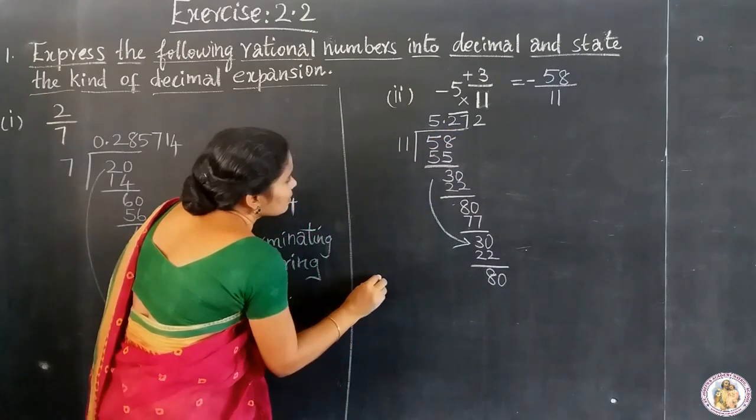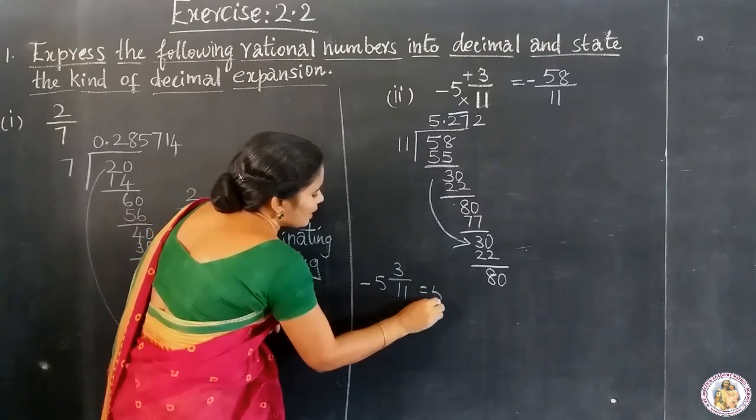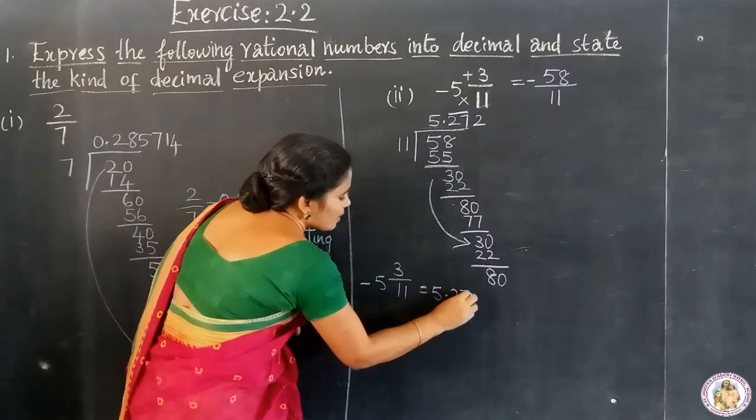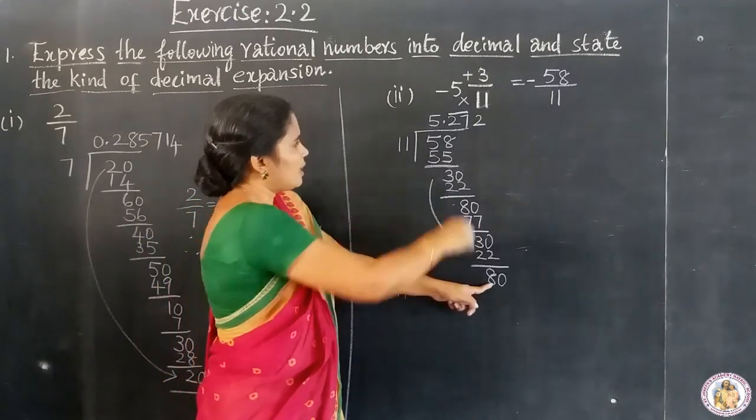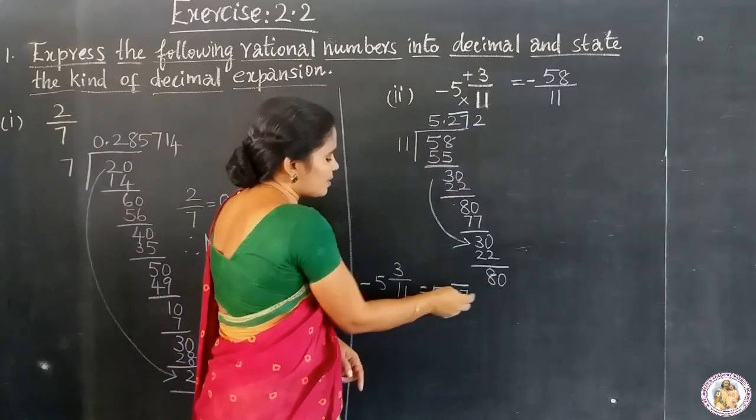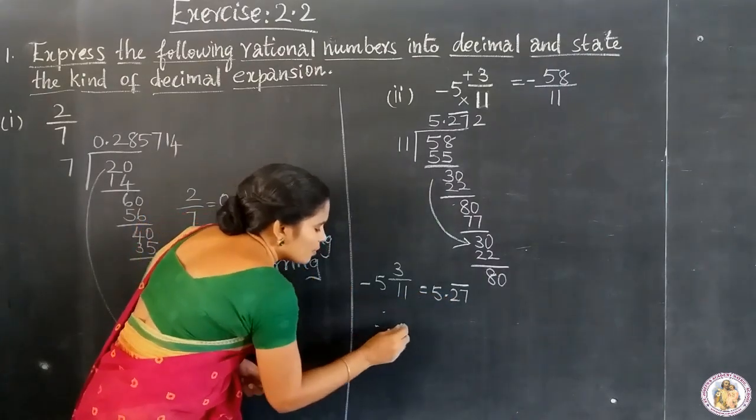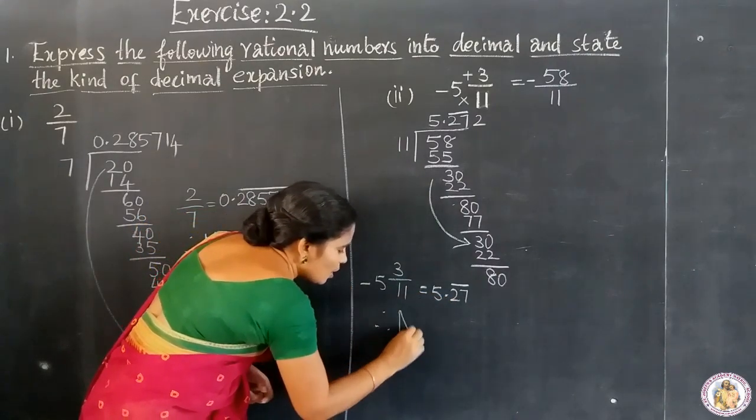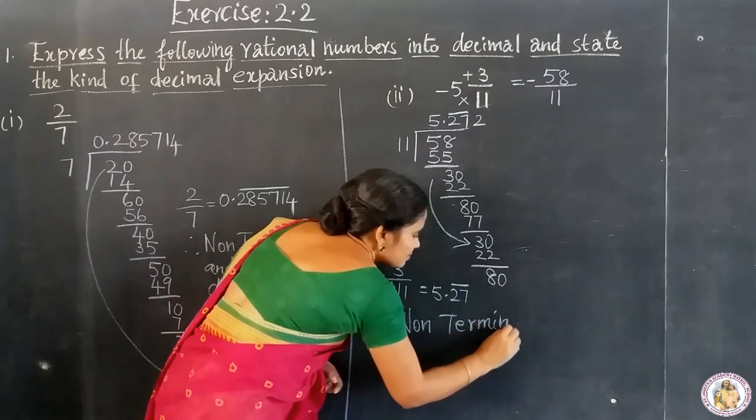So minus 5 3 by 11 is equal to 5.27. So if you do again 80, 11 7s are 77. 2 7 is repeated. 5.27. So therefore the given number is non-terminating and recurring decimal.